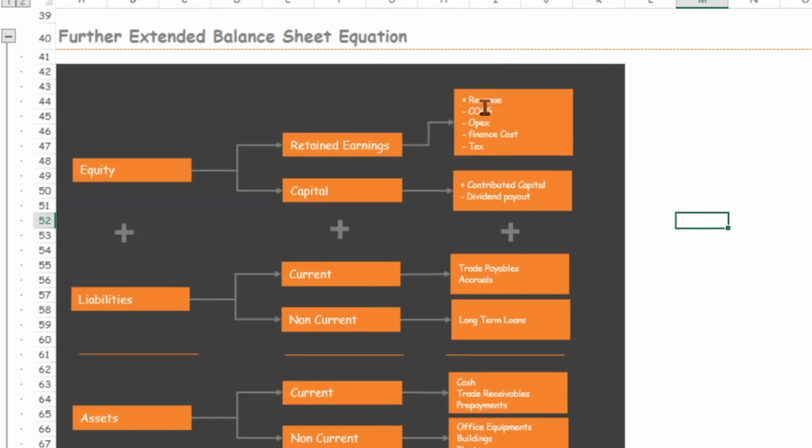So you see revenue is a plus, all others are minus, they are subtractions, and anything that brings in cash, anything that brings in sales, brings in money, would then be a plus, and everything that is an expense would be minus or negative. Okay, what about the capital?